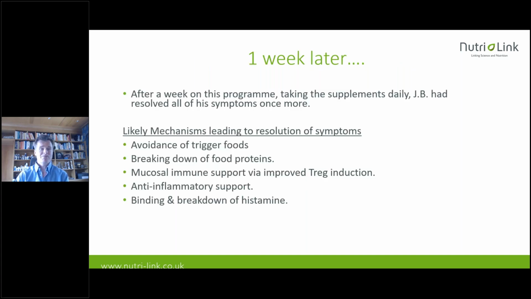One week later on his program, he'd resolved all of his symptoms once more. And here are the likely mechanisms that led to the resolution of his symptoms. So a really great result. They got exactly what they came in for with the minimal intervention.